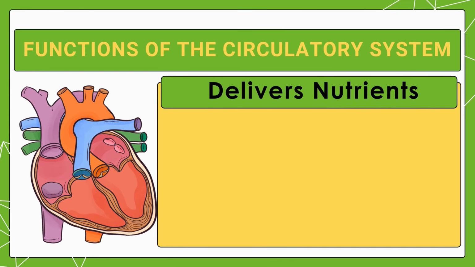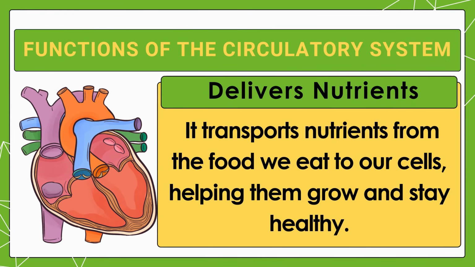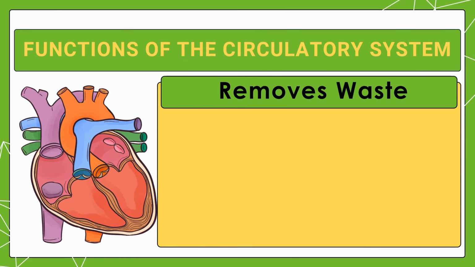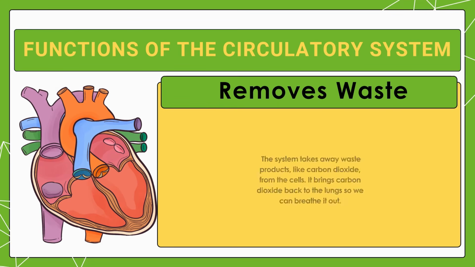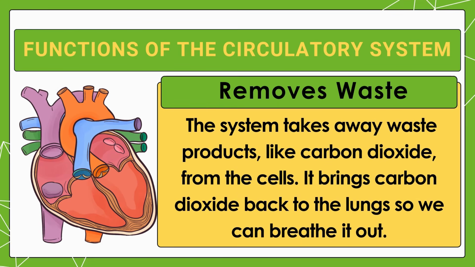Second, delivers nutrients. It transports nutrients from the food we eat to our cells, helping them grow and stay healthy. Third, removes waste. The system takes away waste products like carbon dioxide from the cells. It brings carbon dioxide back to the lungs so we can breathe it out.